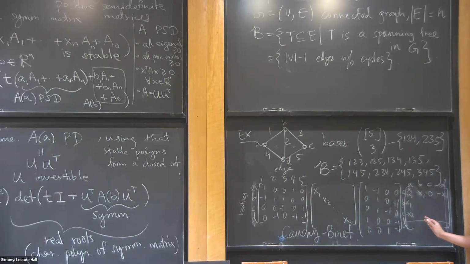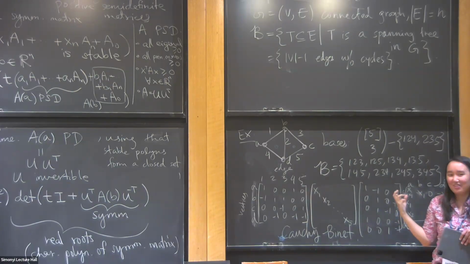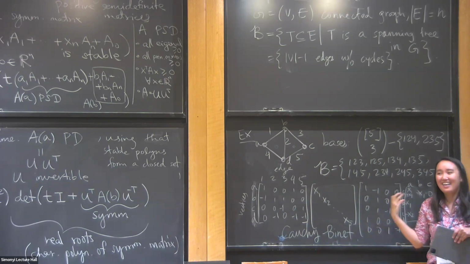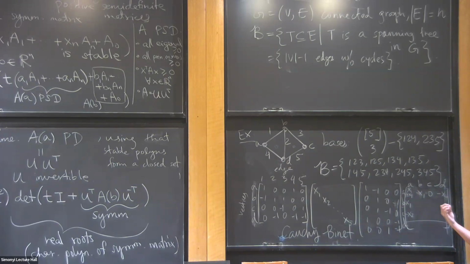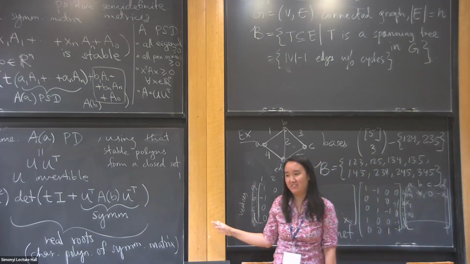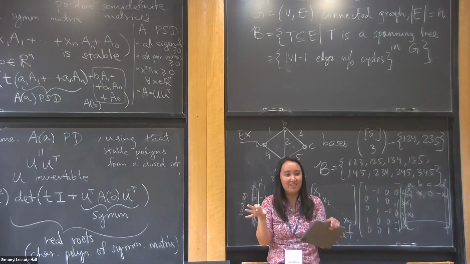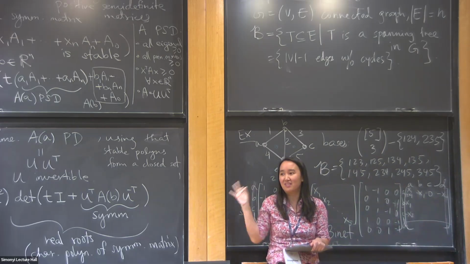There are some obvious questions that people can be asking. We have done this for graphic matroids. How about the other matroids? Do the basis generating polynomials form a stable polynomial, or is there negative dependence? The answer is going to be no, unfortunately. In today's exercise, there is one example of a matroid that does not have negative dependence. So your repellent intuition is correct for graphs, but it's not true in general.